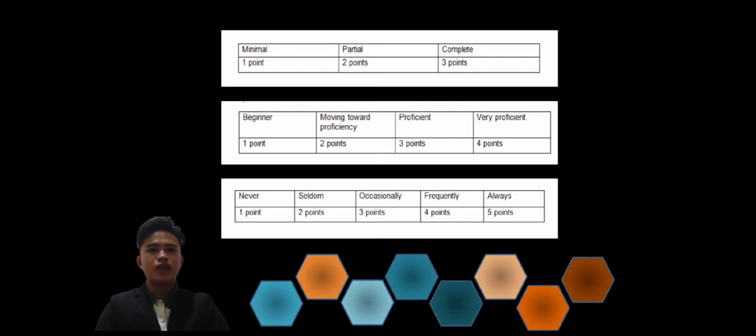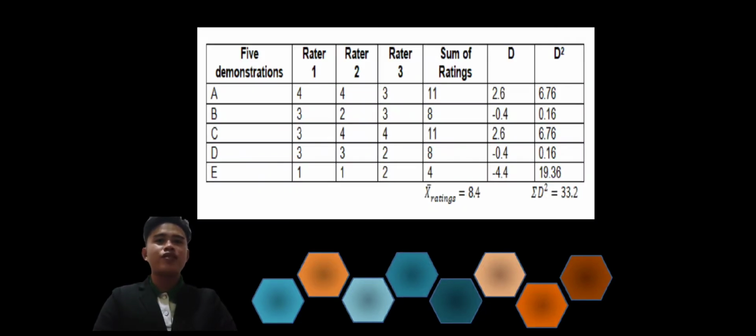For the scale of 1 to 3, we have minimal, partial, and complete with their corresponding points. For the scale of 1 to 4, we have beginner, moving toward proficiency, proficient, and very proficient with their corresponding points, and never, seldom, occasionally, frequently, and always with their corresponding points for the 5 scales. So this table shows a 5 demonstration with 3 raters using the scale of 4.